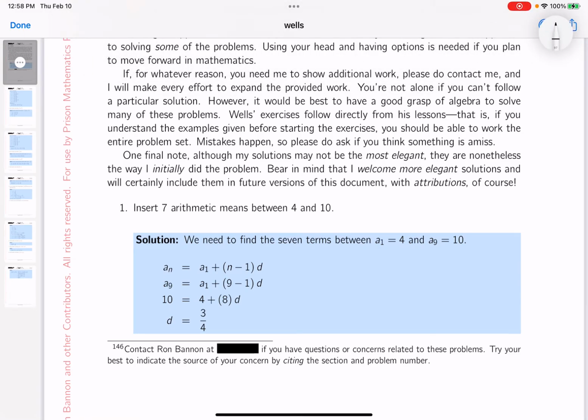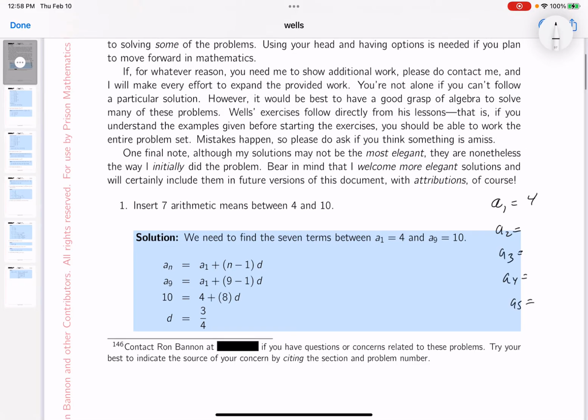Okay, so it says insert seven arithmetic means between 4 and 10. So let me write down what it means first. For example, there's 7. So let me write this over here. A1 is 4. Then let me write these down: A2, A3, A4, A5, A6, A7, A8, A9. Whoops, doesn't look right, does it? Let me get my eraser.